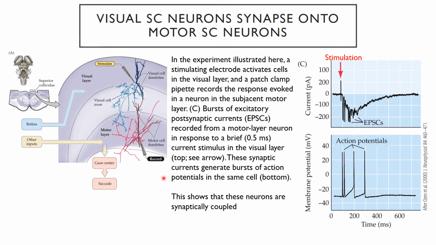So these neurons are synaptically coupled. That's what this is a demonstration of, that if you stimulate here, you can induce firing here. And not only that, if you're recording here, because you can stimulate and record with the same electrode, and you present a stimulus, you see activity here, followed by activity here. And the way this works, of course, is that we've got the retina coming in. This is now the transfer of the visual information to motor output, which then goes to the gaze centers to then induce a saccade.